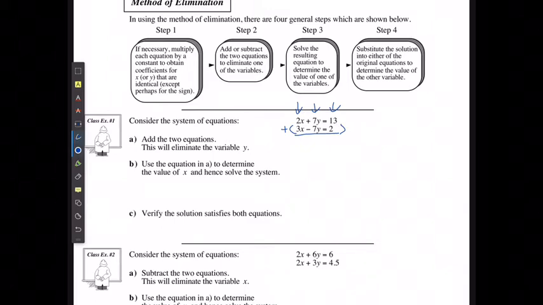So in this case, if I have 2x plus 3x, I have 5x's. The 7y and negative 7y should cancel each other out. That's why we call it elimination. And this is going to equal 13 plus 2, which is 15. So if 5x is equal to 15, I divide both sides by 5, and x is equal to 3.